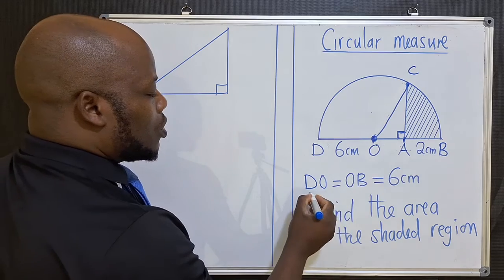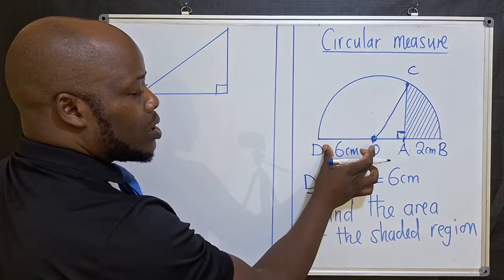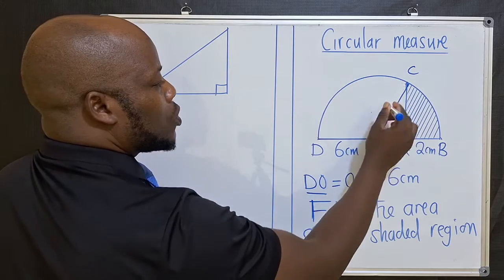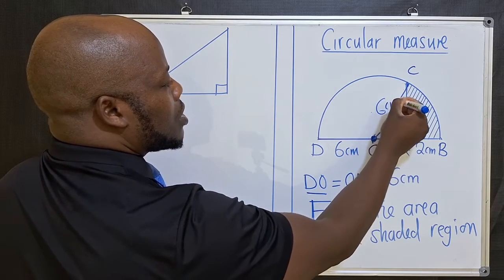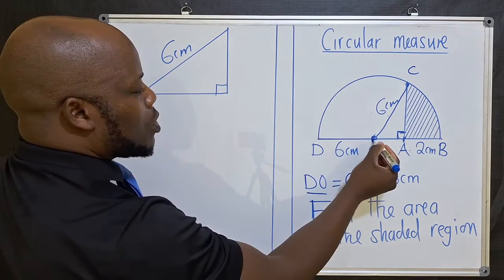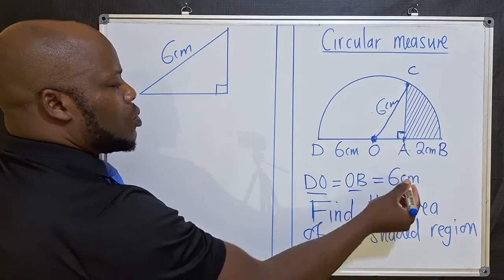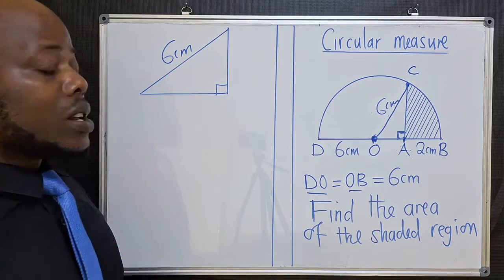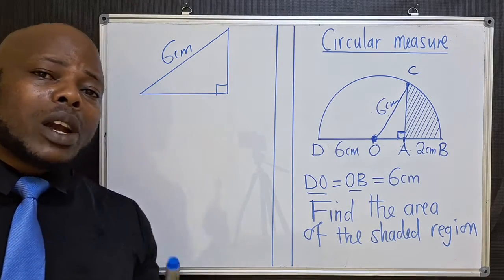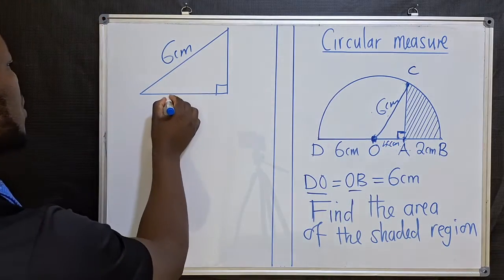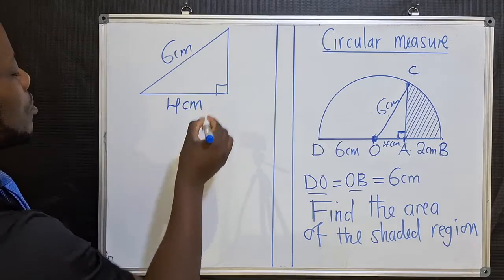Since we've been given this statement, we know that this is the radius and this also is the radius. So this part will also be the radius, which is 6 centimeters. Now what about this part? We've got 2 centimeters here, and we know that from here to here is 6 centimeters. We just say 6 minus 2, which gives us 4 centimeters. Meaning here it's 4 centimeters.